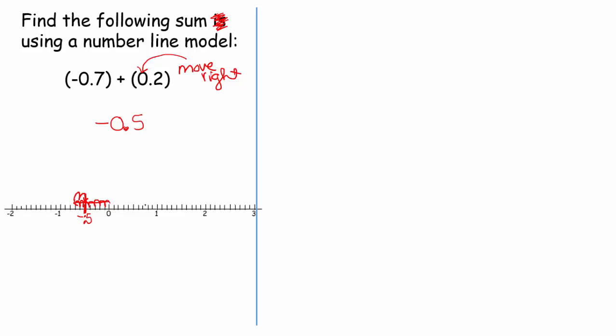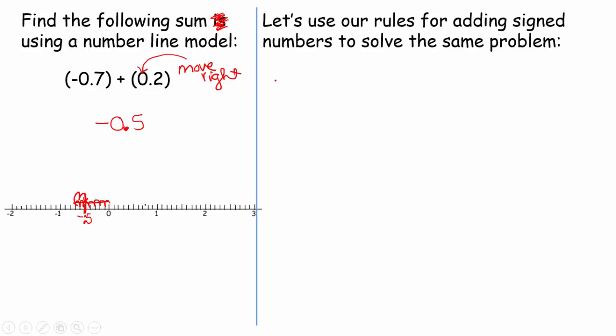If you're talking about temperature, you're going to have positives and negatives. Our checking accounts, every time we deposit money, we're adding money into our checking account. Every time we write out a check or withdraw money, then we're putting a negative there. So we have to deal with positives and negatives all the time. And as adults, we don't use number lines all the time. So I'm going to fall back on the rules.